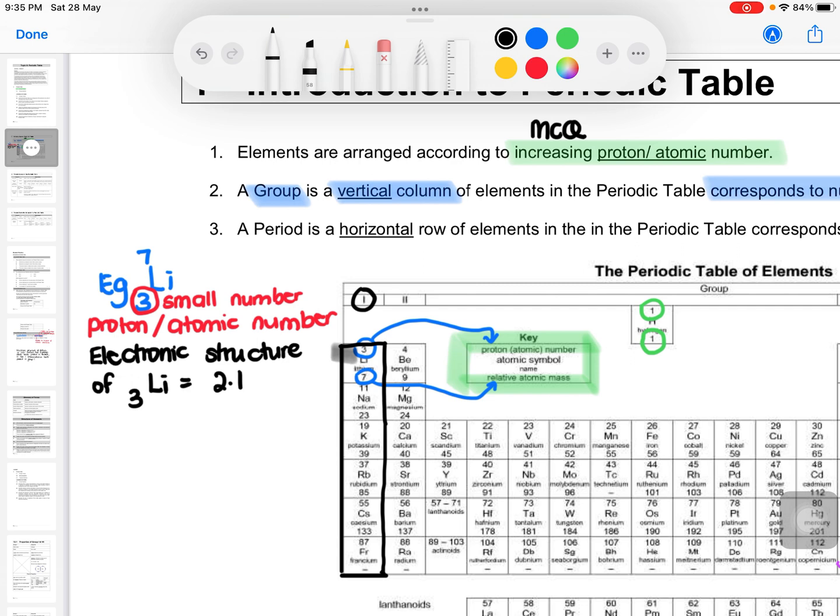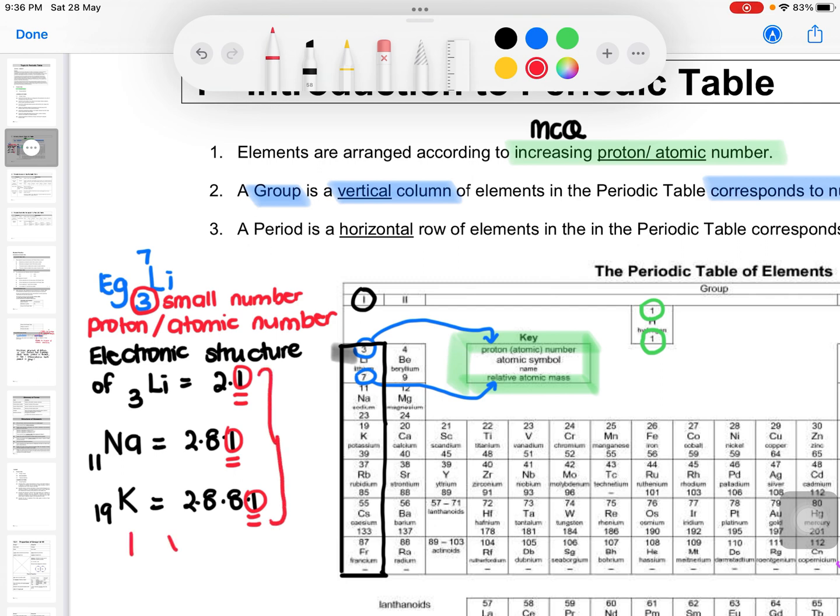If I were to write for sodium, Na 11, it will be 2.8.1. If I were to write for potassium 19, it will be 2.8.8.1. If you look at these 3 elements, the similarity is the number I underlined, which indicates the number of valence electrons. So for group 1 elements, they actually have 1 valence electron.